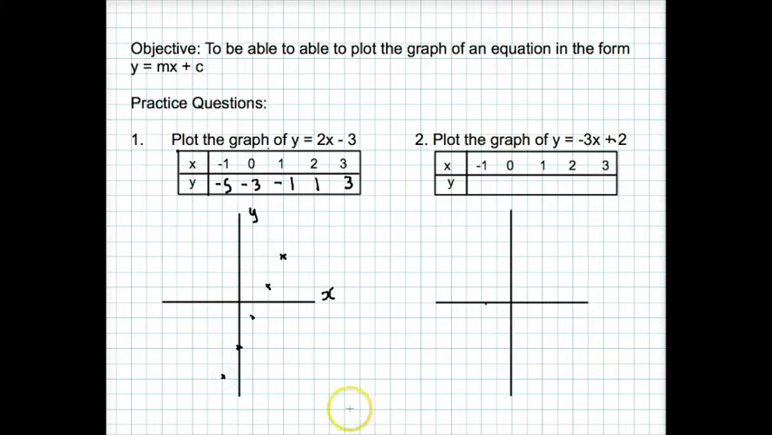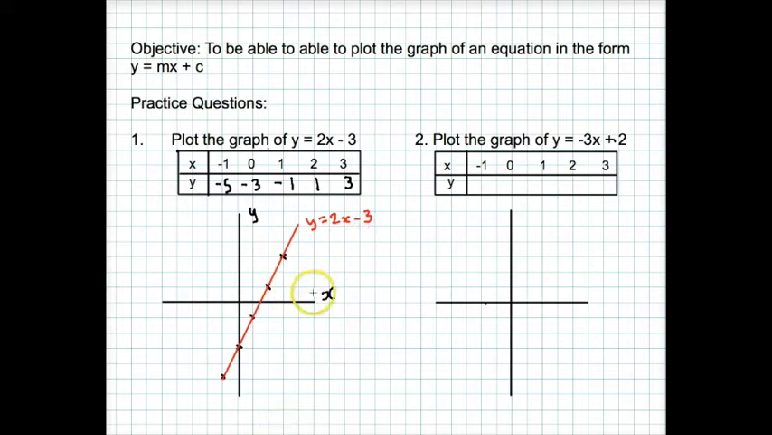I've now got my points. I can now complete my graph by joining those up. I've carried it on up the top there. And now I've got my graph of y equals 2x minus 3.